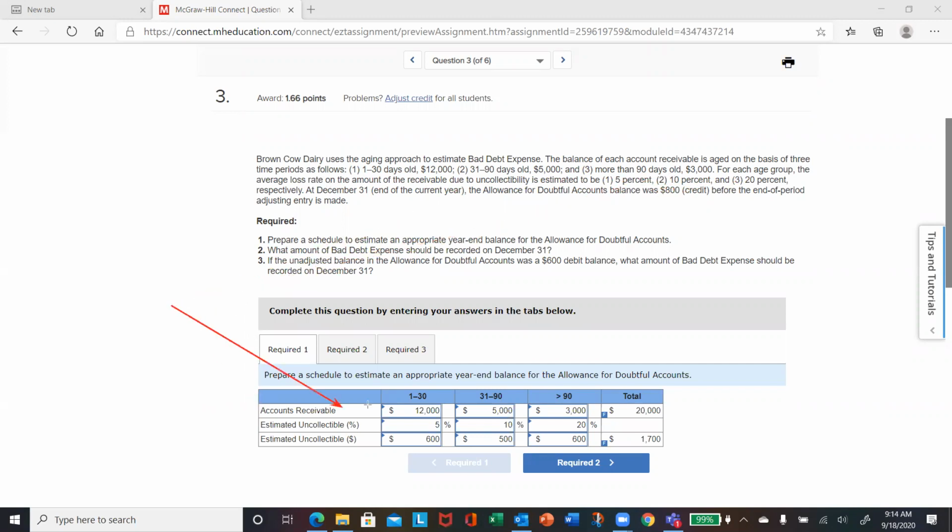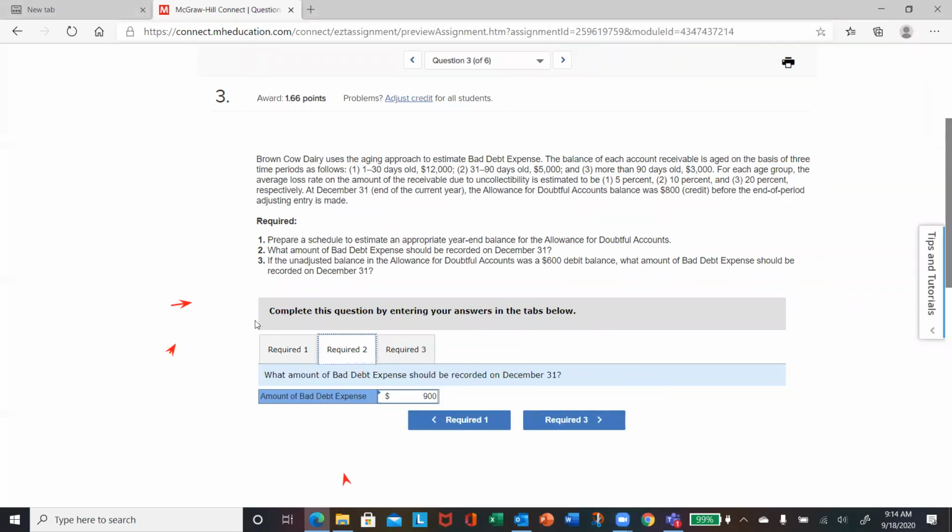So down here, you notice you've got accounts receivable of 12,000, 5,000, 3,000. That's a total of 20,000. And then here's the percentages that you're going to apply to each of those weights. And all you have to do is multiply these percentages by the categories. 5% times 12,000, 10% times 5,000, and then 20% times 3,000. And then you add all these up and you would get 1,700. That would be your estimate for part 1.